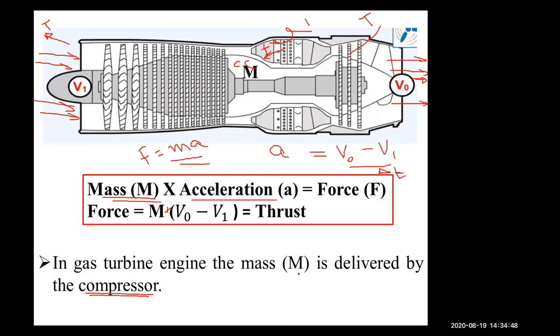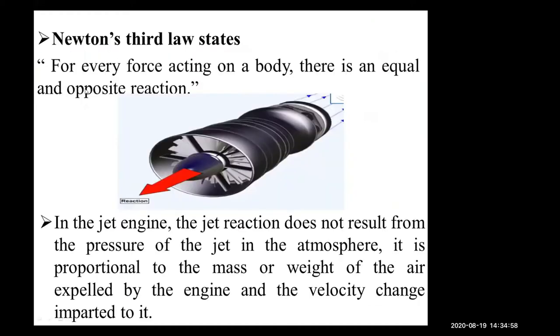So the compressor is the component of the gas turbine engine which is responsible for delivering the air to the engine. At this point we also have to see Newton's third law of motion, which states that for every action there is an equal and opposite reaction, or in other words, for every force acting on a body there is an equal and opposite reaction. This is the statement of Newton's third law.